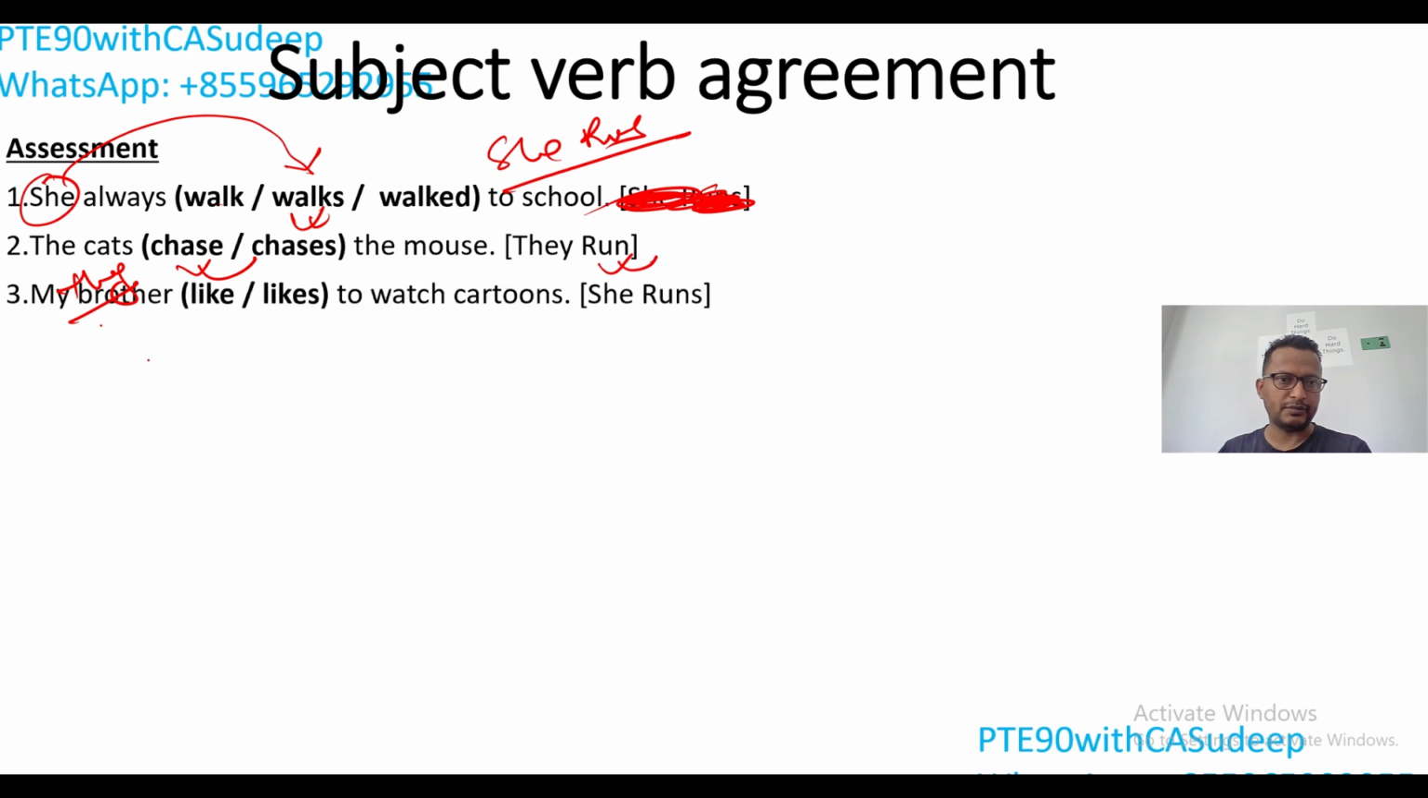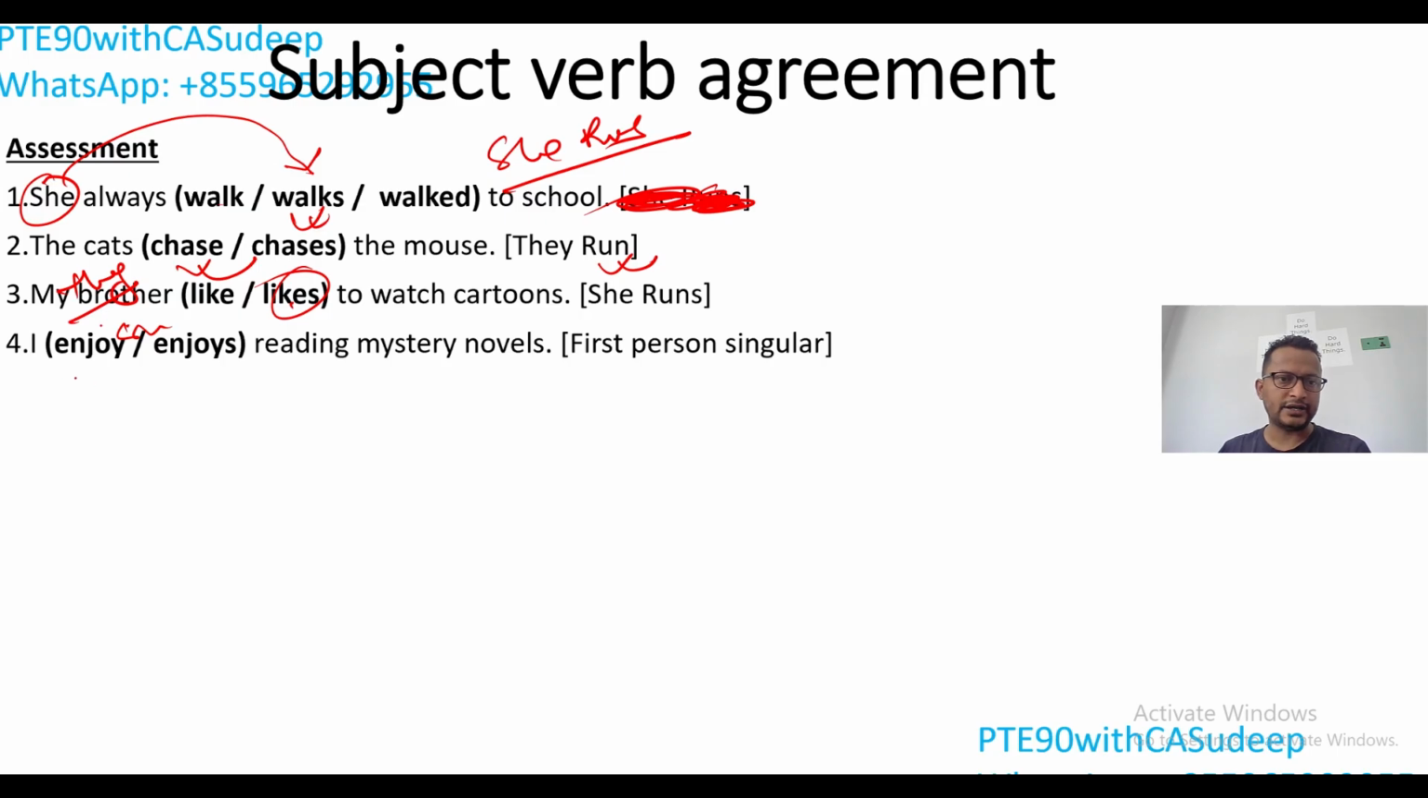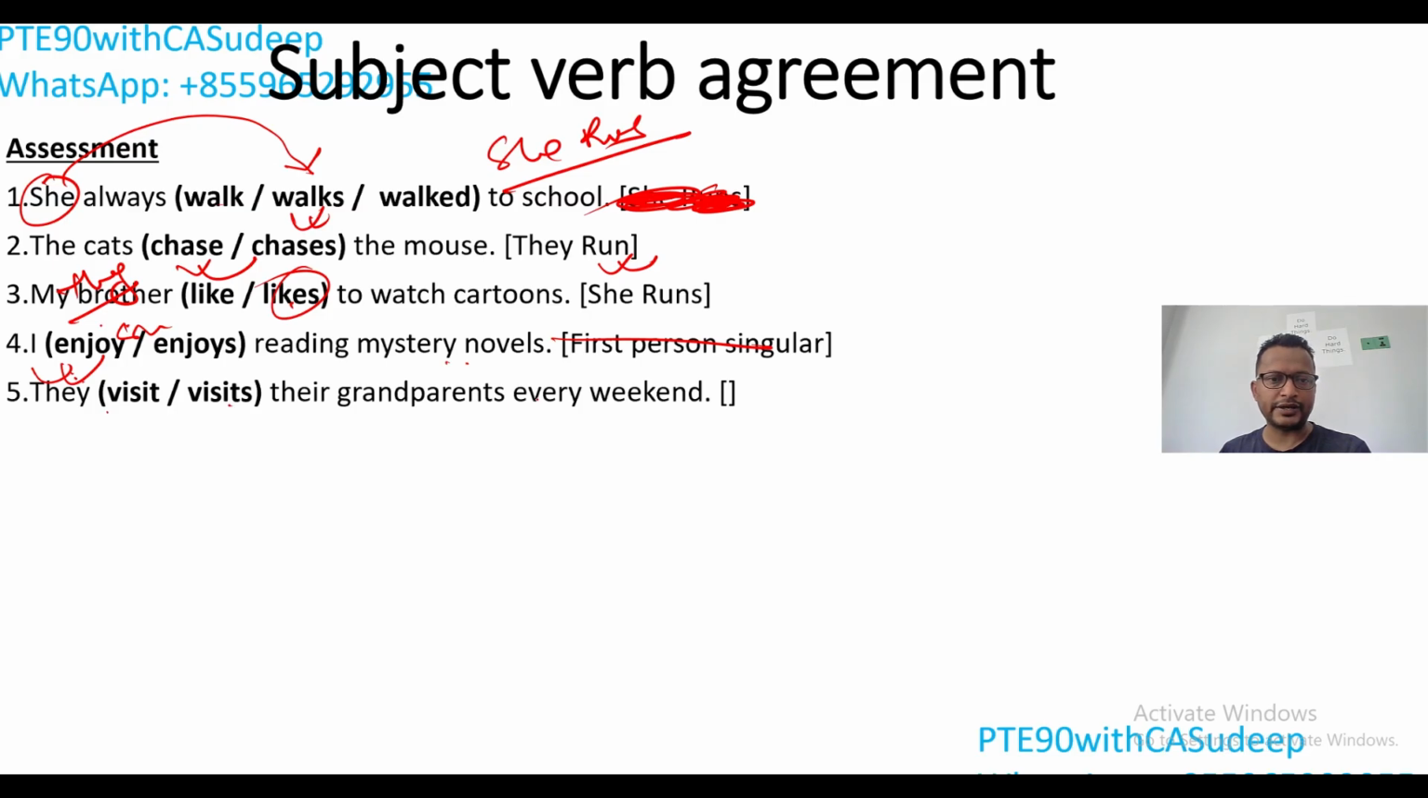Remember the concept. My brother likes. My brother is like "she." She likes. See, singular, right? I enjoys reading mystery novels. I is first person, right? So the subject verb agreement concept will not apply here. That's why I enjoy. And then, they visits their grandparents every weekend. They visit, because they is plural.